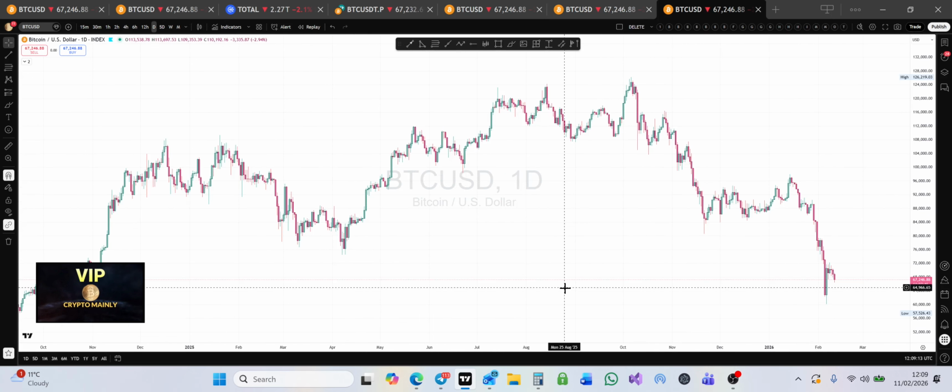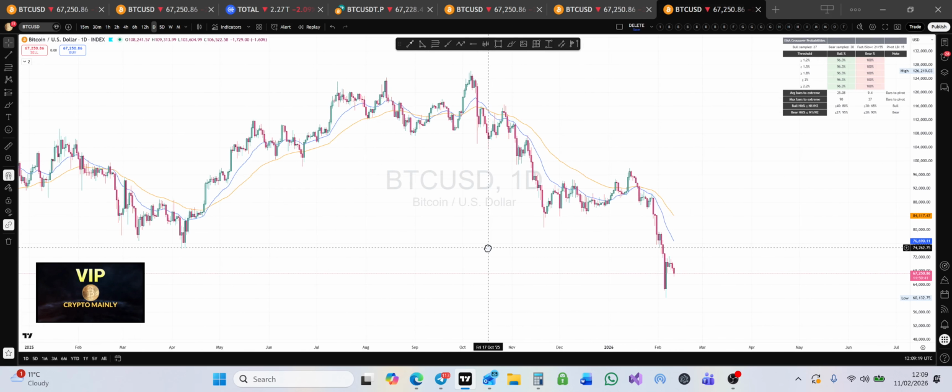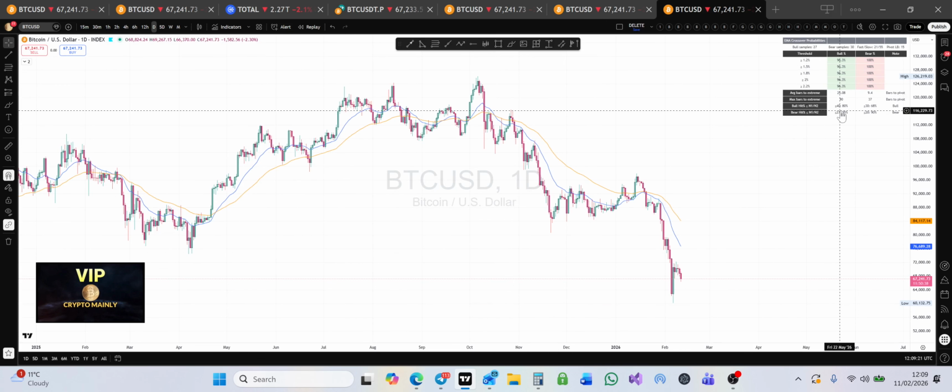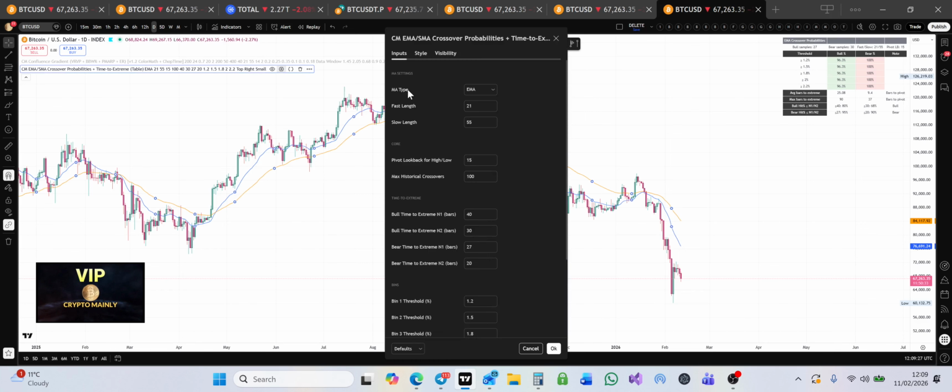Okay, so this is what it looks like now. Instead of it being all cluttered, it's at the top here. The way you use this indicator, for those of you that don't know, is you put your moving averages in here, so you can select EMA or SMA, which is another upgrade to this indicator. Previously it was just EMAs, but now you can select EMA or SMA. You select the fast or the slow length, and then it gives you a list of the probabilities based on the bucket. So you can see here.